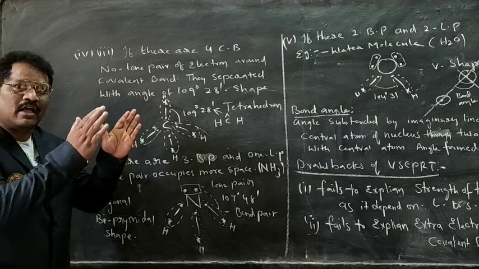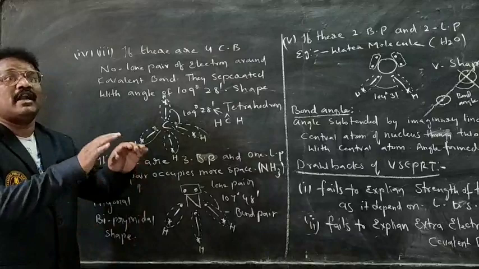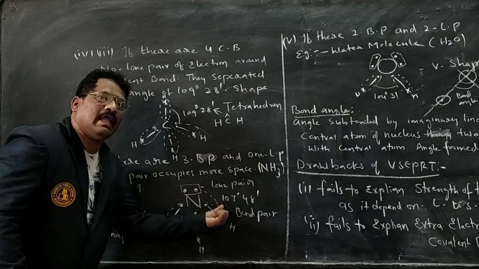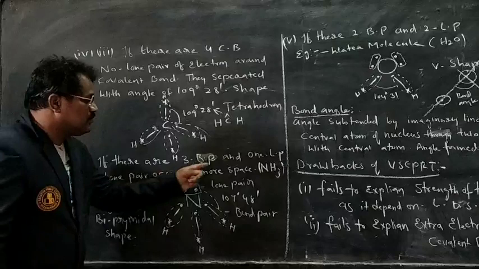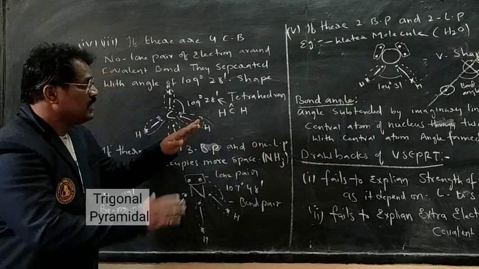Due to that reason, the actual shape has been what way? With this angle of 109 degrees 28 minutes, the shape has been reduced. Bond angle between bonded pairs has been reduced, and a new bond angle we got, that is 107 degrees 48 minutes. And this molecule is attaining a new shape. That shape is called trigonal pyramidal shape. As it is having 1 lone pair, shape has been changed.